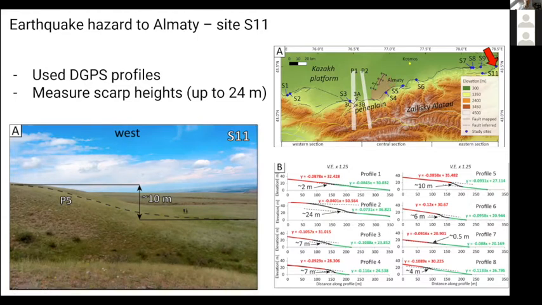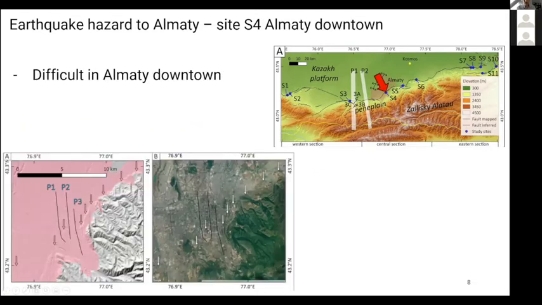And we did this kind of investigation in many places along the mountain front. However, doing this only works where the landscape looks like this, but it's really difficult to do in Almaty, where everything is built, there's infrastructure and houses and so on. So there we had to do something different.